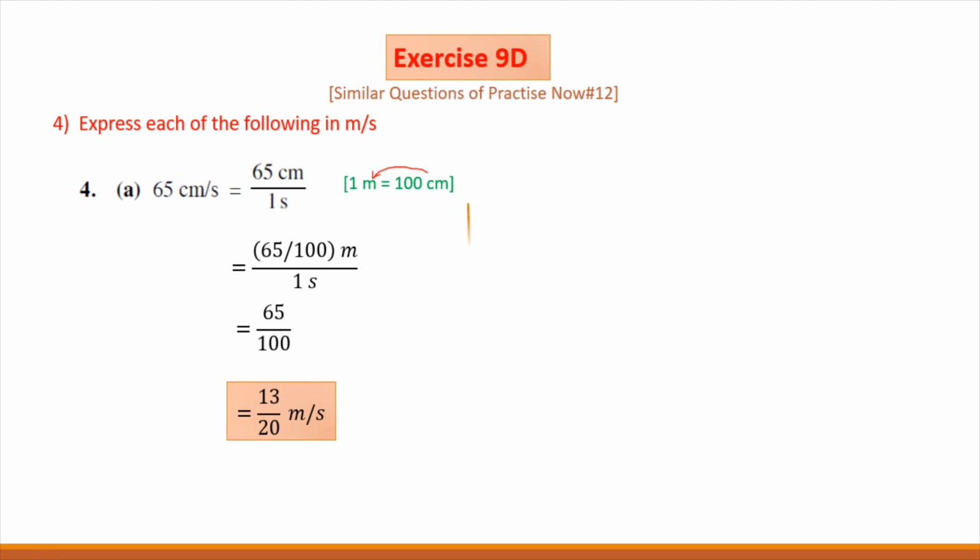Now we will do the B part, which is 367 kilometer per hour. We write it in fraction in the first step. Then we change the kilometers into meter, and we will change the hour into second. We know that in 1 kilometer there are 1000 meters, and in 1 hour there are 3600 seconds.